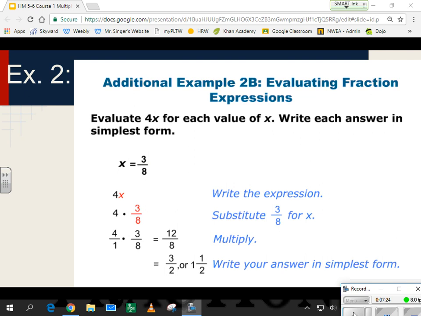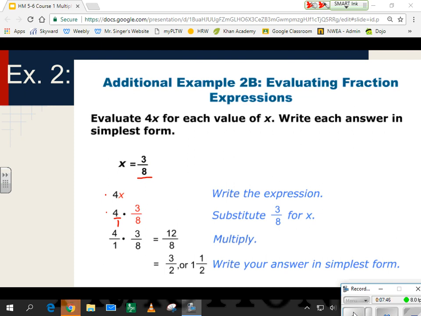So here's another one just to see. We have 4x again, but we're going to replace x wherever you see x with 3/8. So we only have one problem. So you write the expression, then you plug and chug, and don't forget to make the denominator 1. And from here then you multiply across. 4 times 3 is 12, 1 times 8 is 8.